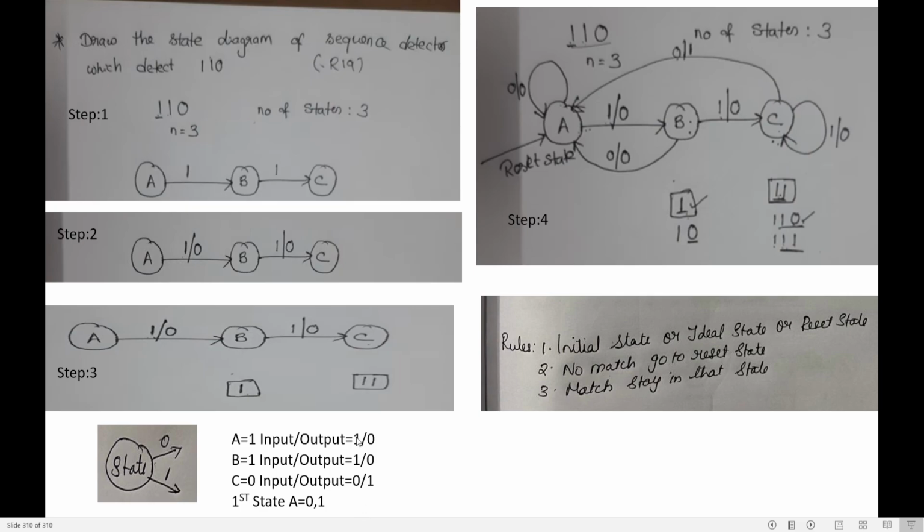1 0. Since I have detected the pattern 110, my output will be 1. Clear? So this you should understand. Now let us start with this. Let us start looking at the first state, then we will go to C.